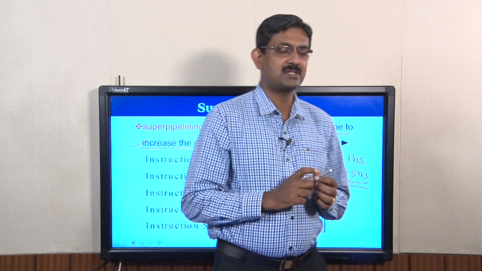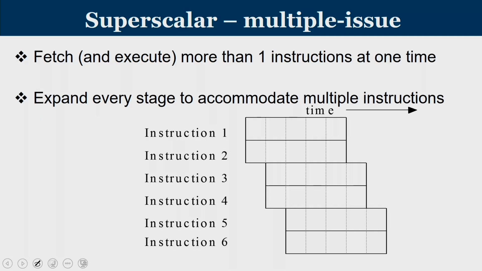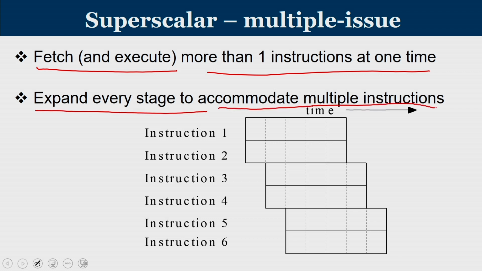Now, let us see what is superscalar. A superscalar pipeline is also known as a multiple issue pipeline, where you are fetching and executing more than one instruction at a time. This means we have to expand every stage to accommodate multiple instructions. Consider this scenario. You have 2 instructions that are fetched exactly together, meaning I have to decode 2 of them together. Eventually, I will complete 2 instructions in one clock cycle. So, in every clock cycle, I am able to complete 2 instructions. This is called double issue.